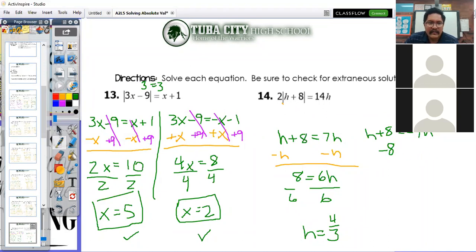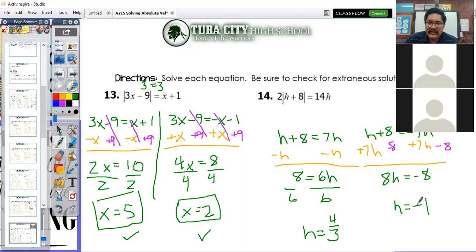And for this one here, let's go ahead and work with our h first. So I'm going to move this h and add 7h to both sides. But I'm also going to minus this 8 here, minus 8. Combine like terms, so h plus 7 is 8h equals negative 8. And in this case, divide both sides by 8, and h equals negative 1.